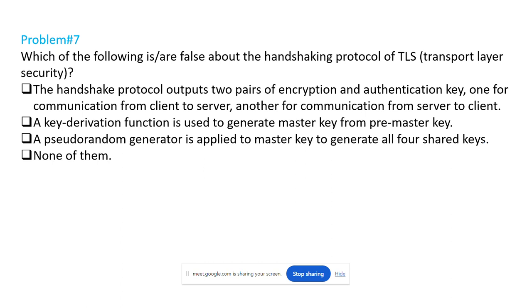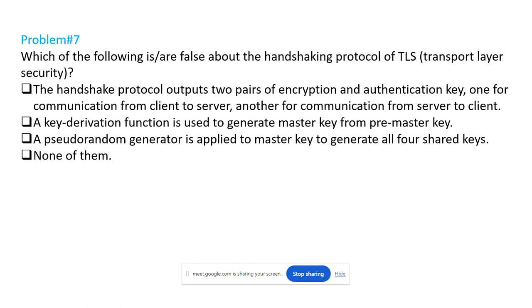Of course, in the handshaking protocol the two parties agree upon two sets of encryption and MAC keys. One is for communication from client end to server end, and another is for communication from server end to client end. The second statement says a key derivation function is used to generate the master key from the pre-master key. So is this true? Yes, ma'am, it is true.